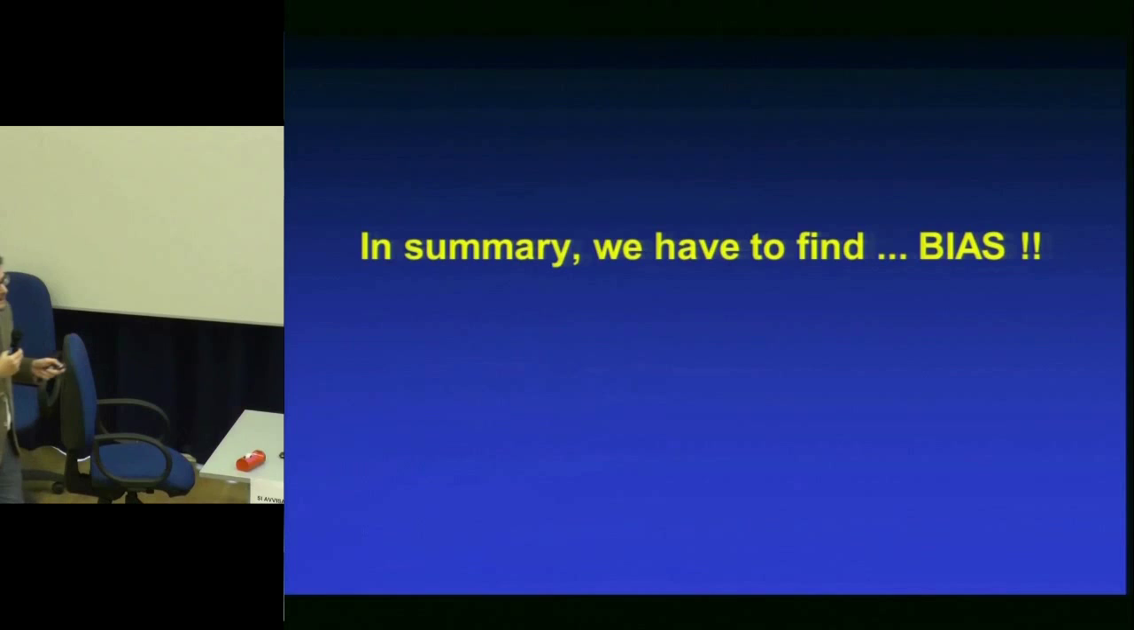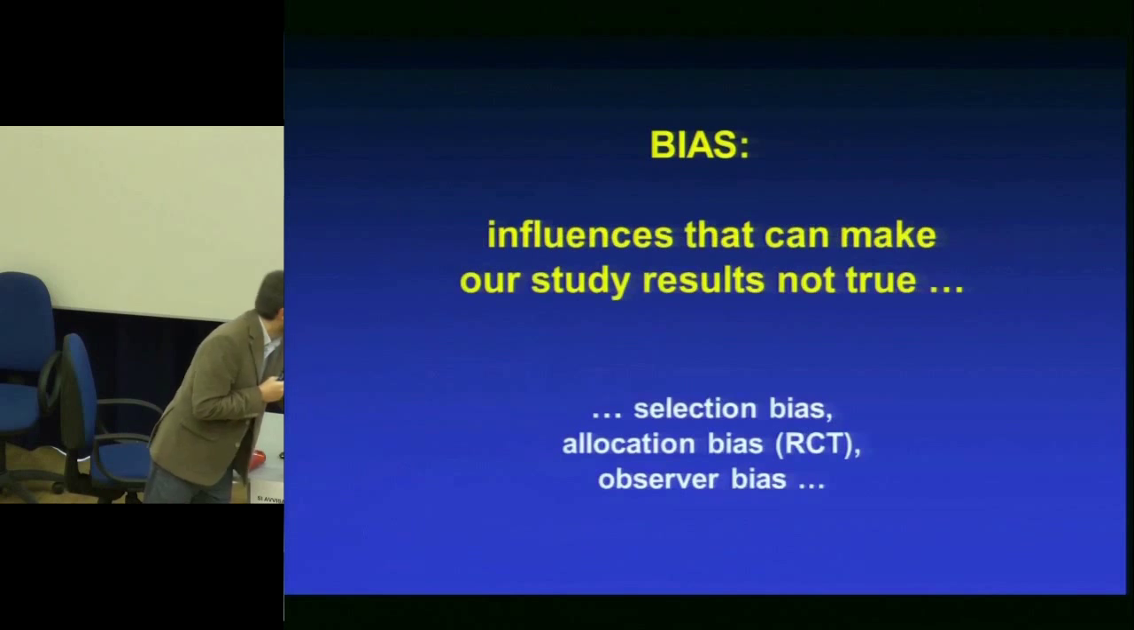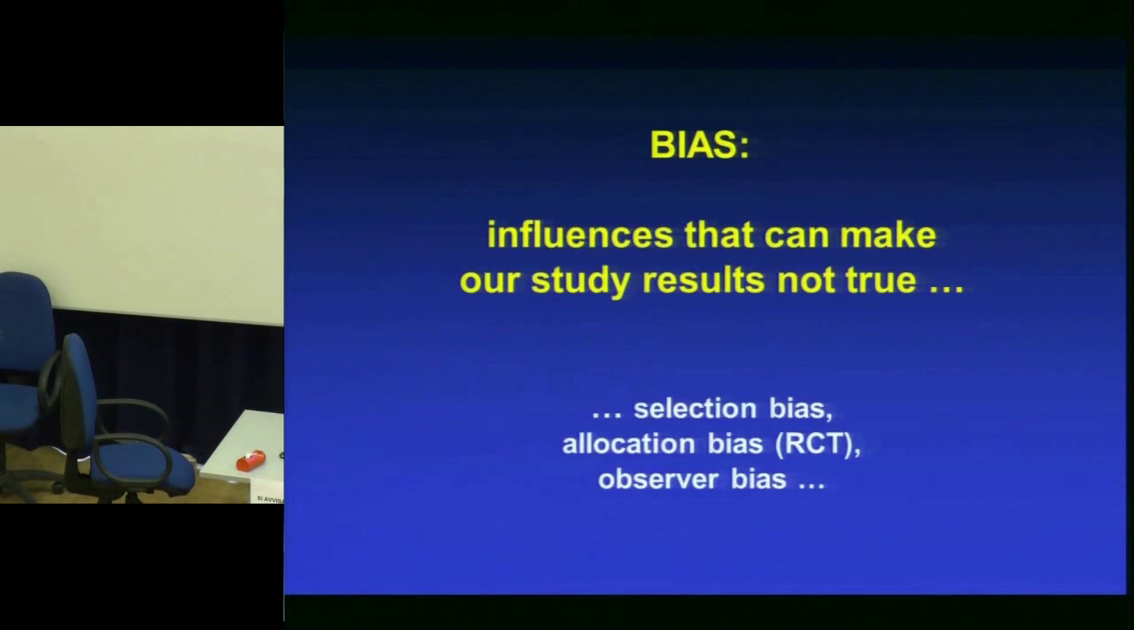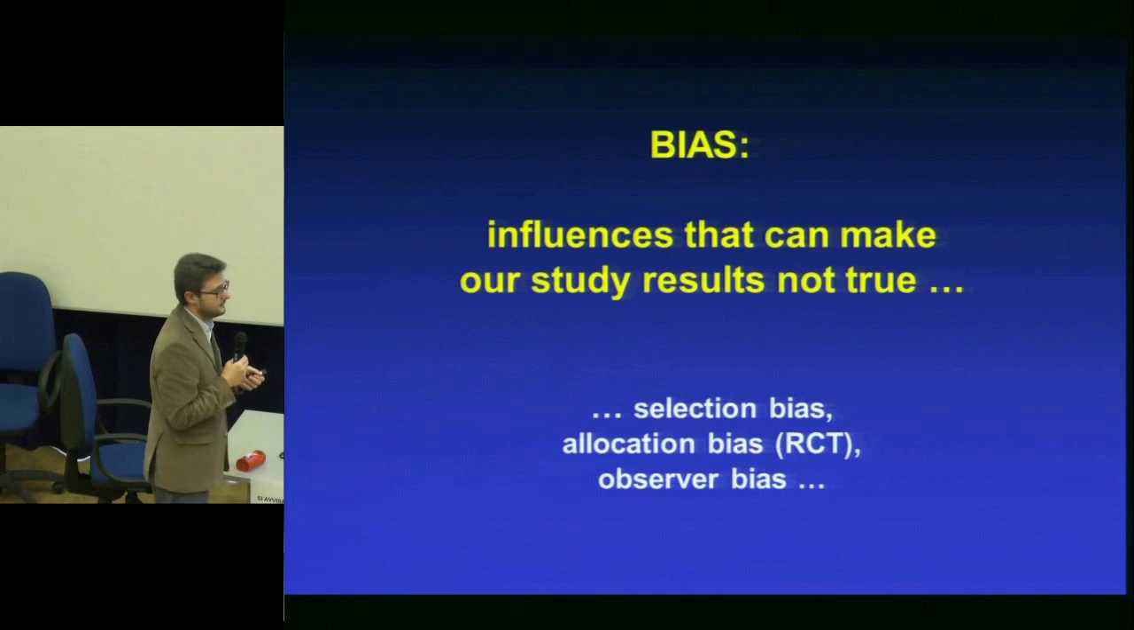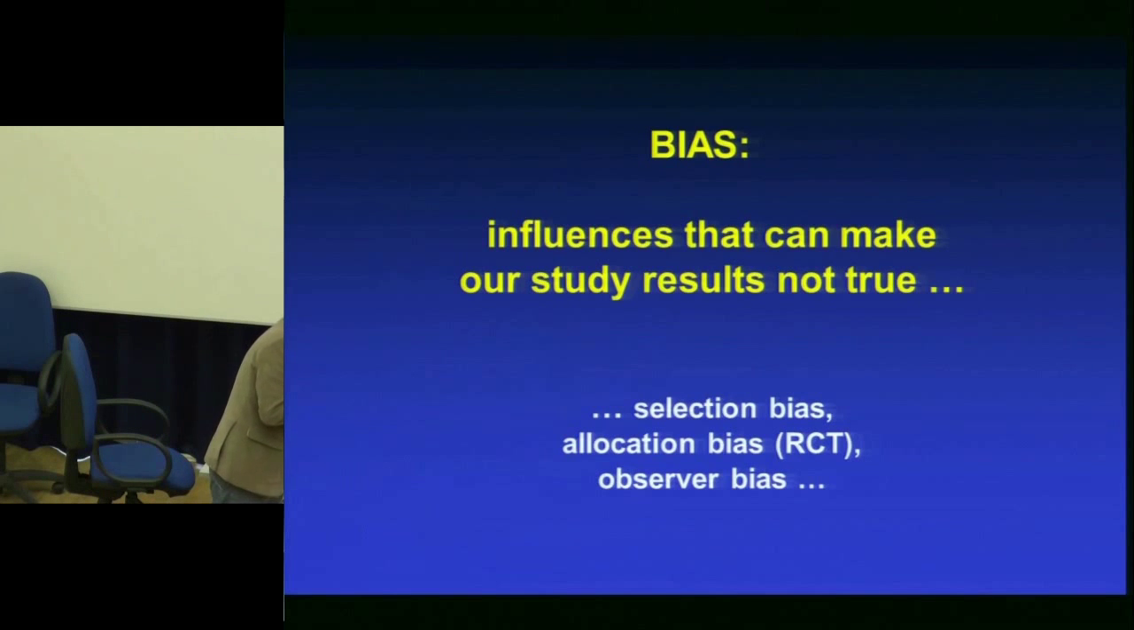If you want to summarize, the main aim of reading a paper is to find how many biases are present in that paper. What do you mean with bias? Bias is some intended or unintended influence that can make our study result not true. Data does not mean true. So some data can be used for treating physician, can be used to develop a research, to write another protocol, but if there are some bias, these data cannot be used anymore. You have to close your scientific journal and try to find another one.